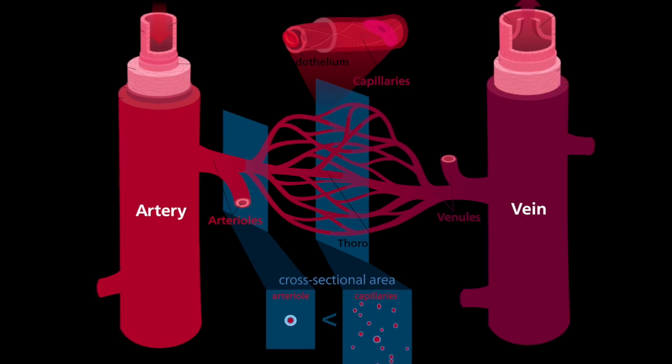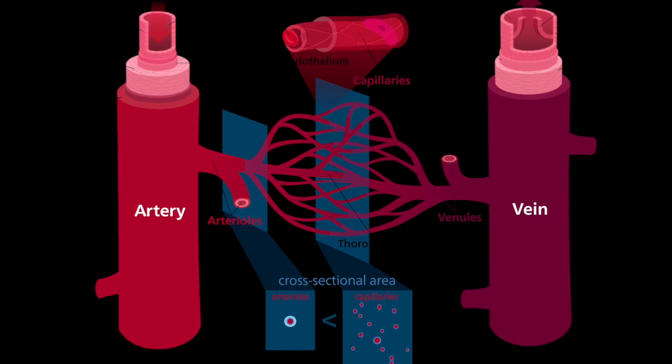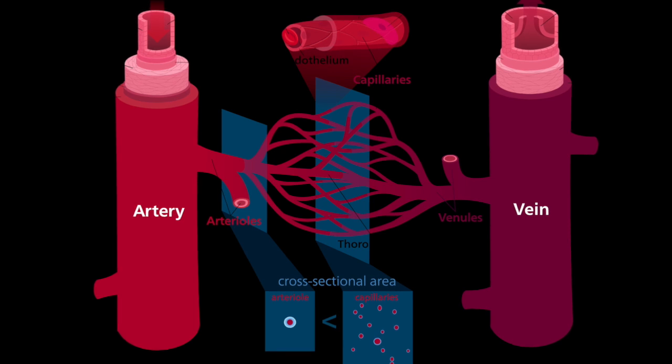arterioles is decreased. The walls of arterioles are slightly thinner compared to the walls of arteries. They contain a high percentage of smooth muscle.